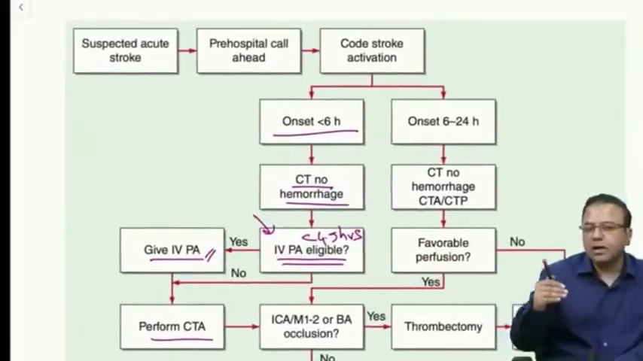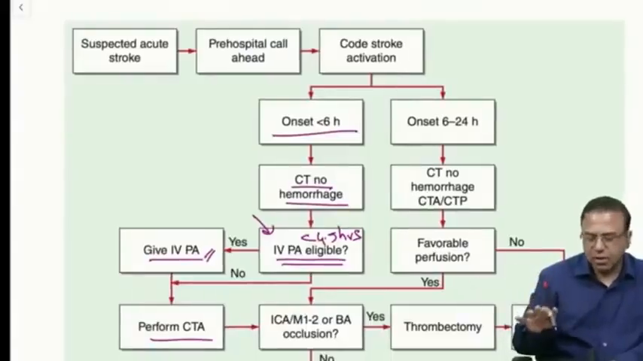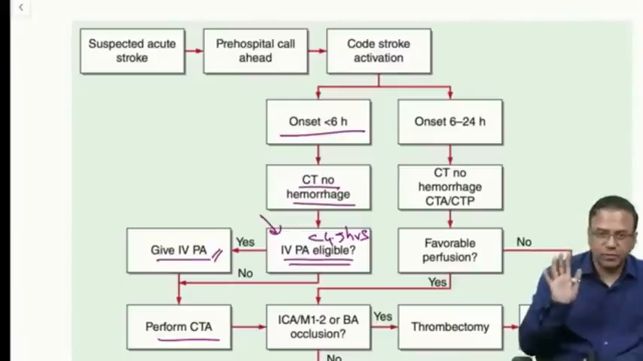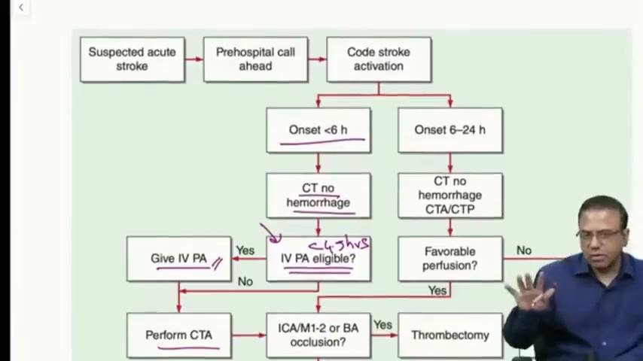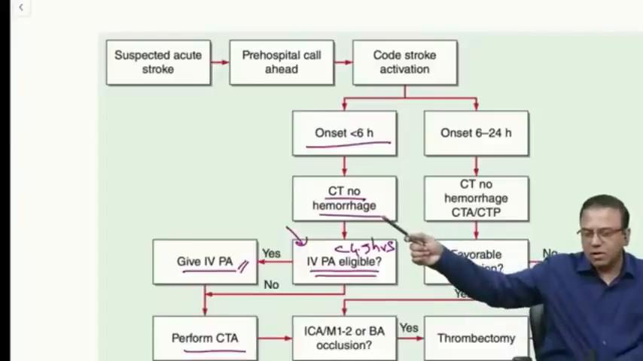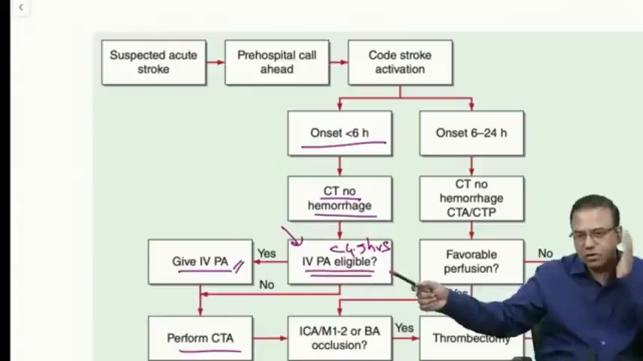In countries like the US, or in a tertiary institute like AIIMS, they are saying that we have 3 CT machines. We have a 24-hour stroke team. So they are saying any patient coming with stroke now, we can get a non-contrast CT done, no hemorrhage. We can bypass the thrombolytic and avoid the 6% risk of hemorrhagic conversion.